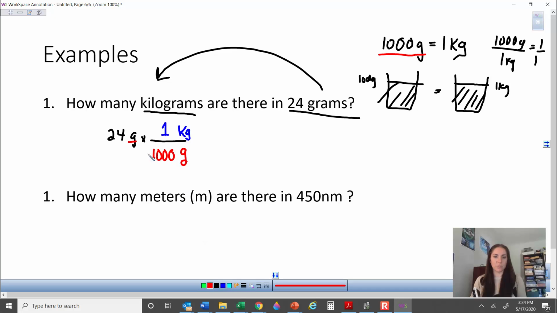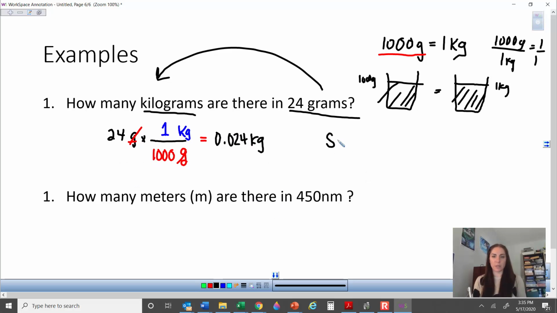Because I want those units to cancel, grams goes away, and then I go ahead and calculate 24 times 1 divided by 1,000. So when I get that, I get 0.024 kilograms. And that's the conversion.